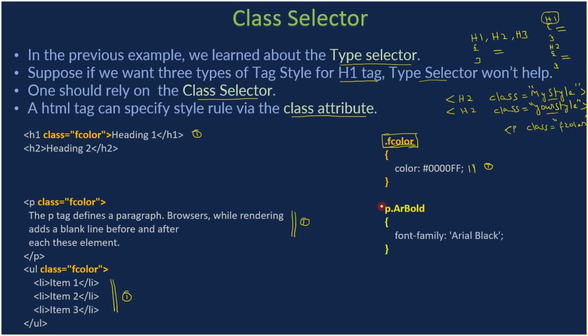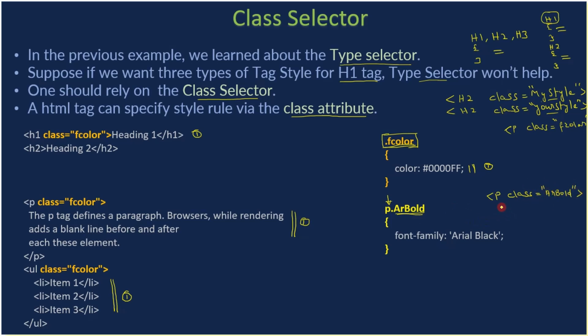Next, if you see here, we are using one more class attribute. This time the class attribute we are expecting is AR bold, because of this dot AR bold. So that's class equal to AR bold, but the tag is p. That means here we are stating to select all the paragraphs which contain the class attribute AR bold.